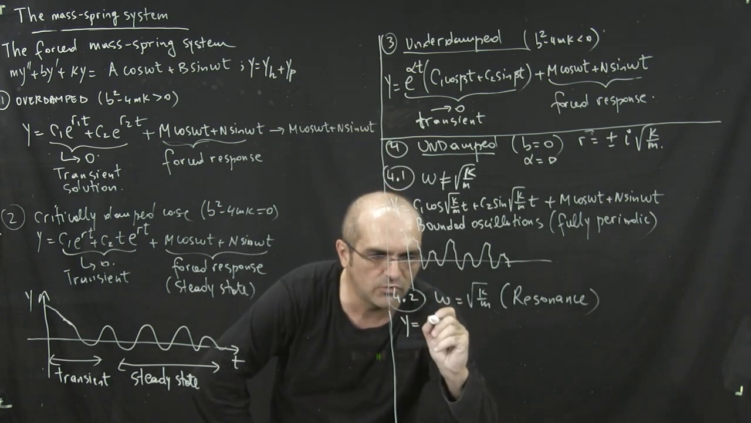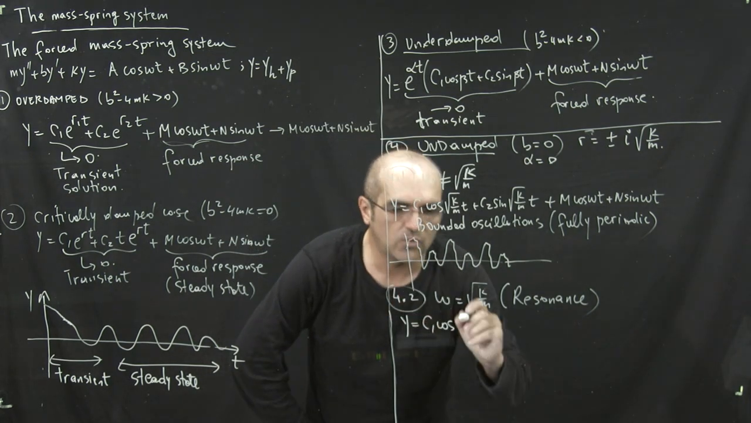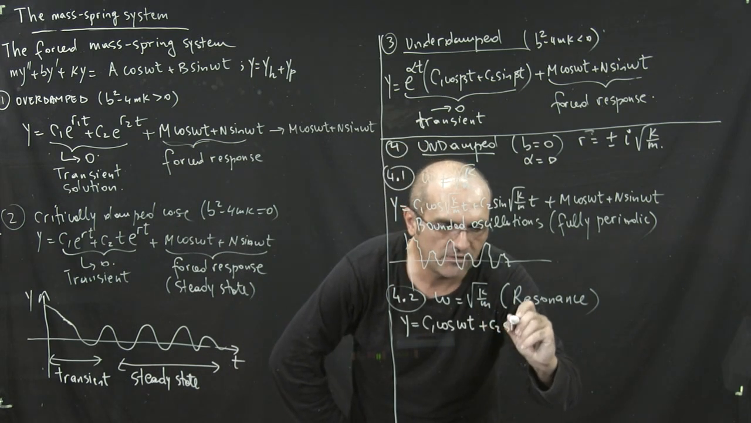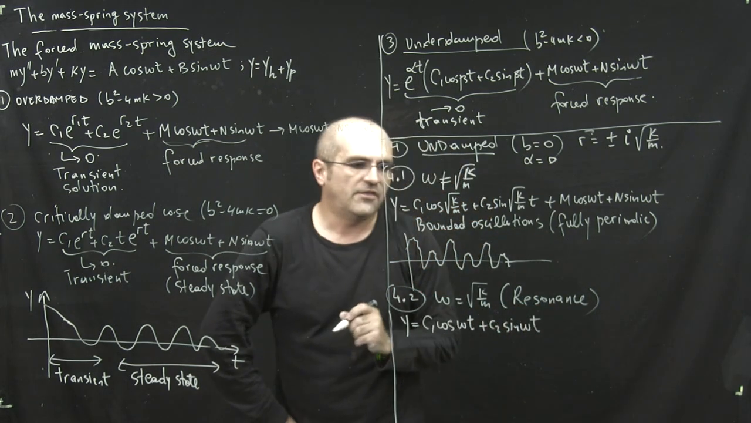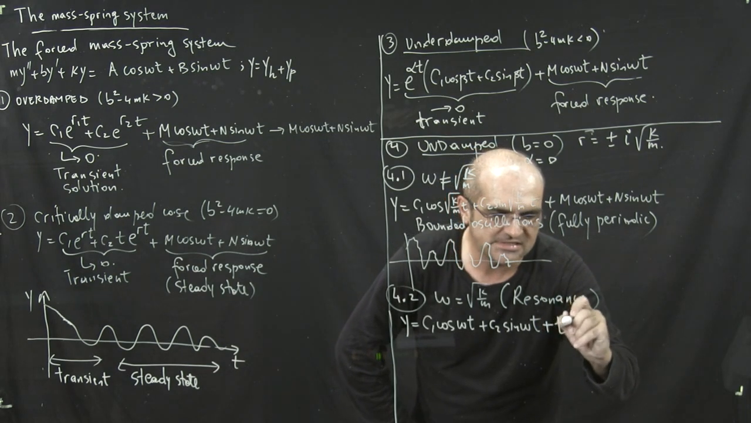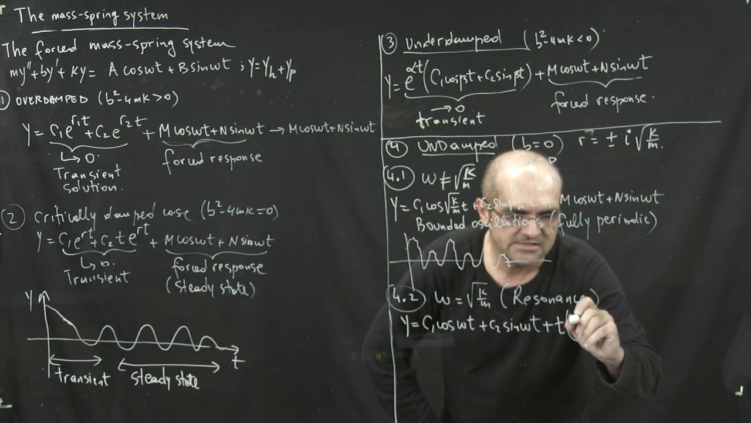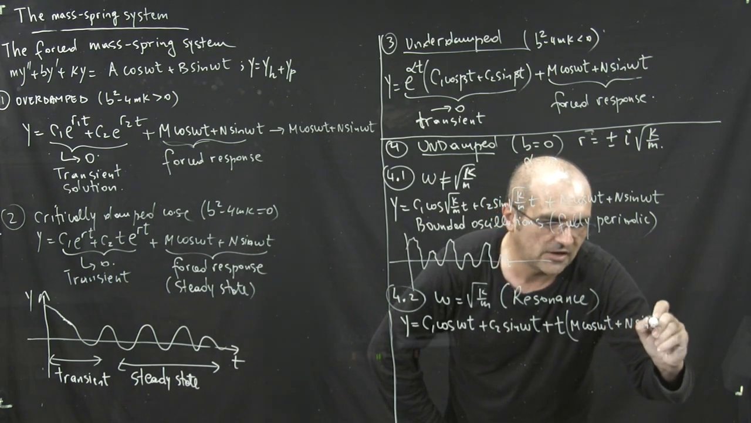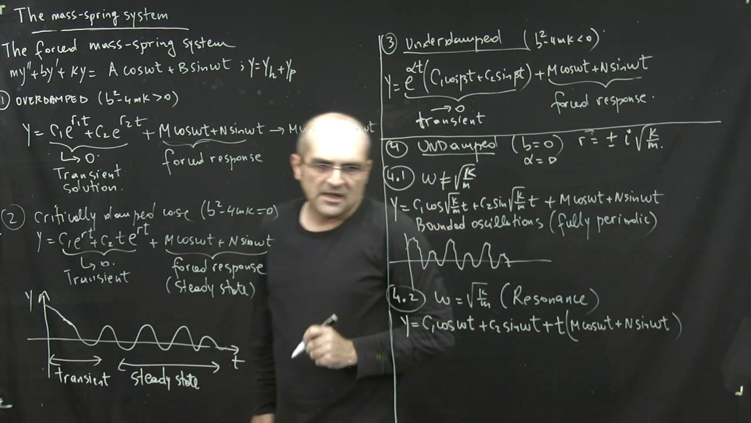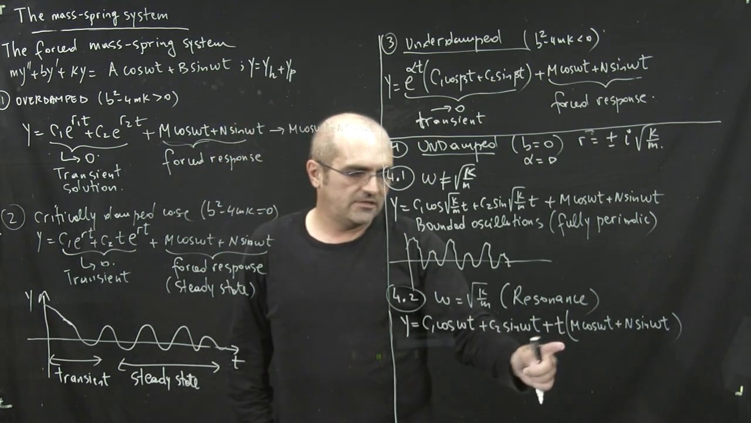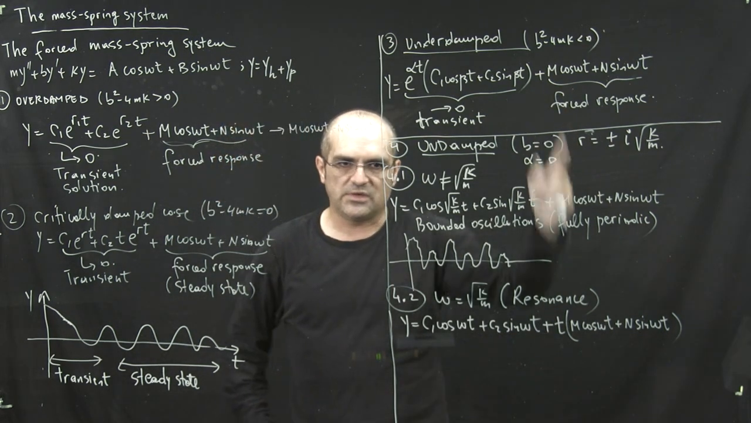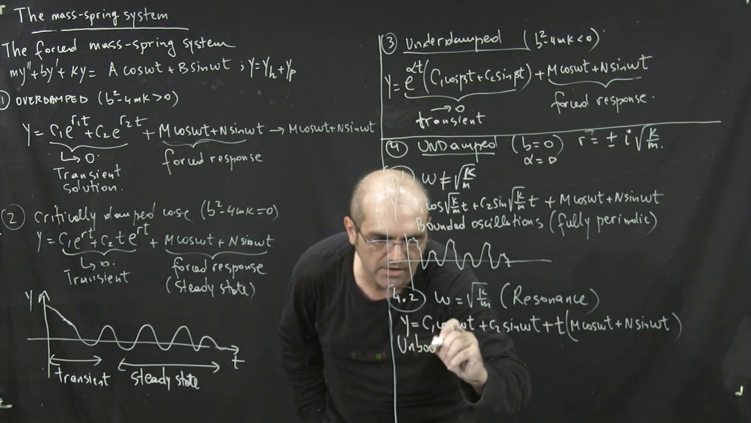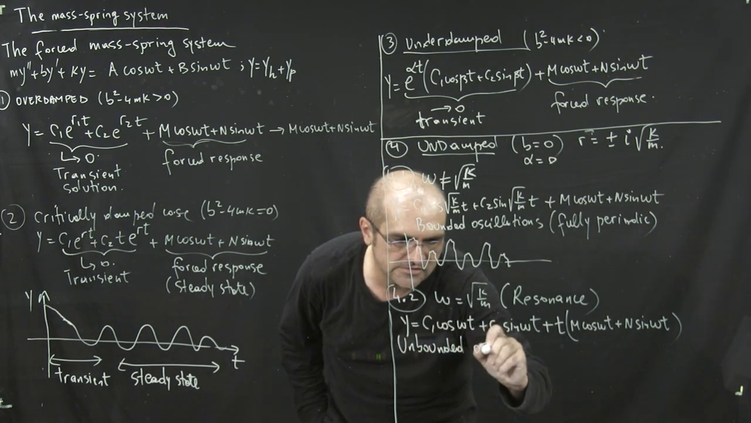So your solution will look like this: C1 cosine of omega t plus C2 sine of omega t, and then the particular solution is t times some combination again of cosine of omega t and sine of omega t. As t goes to infinity, this is what causes the amplitudes to go without bound. So this is what gives you unbounded oscillations.